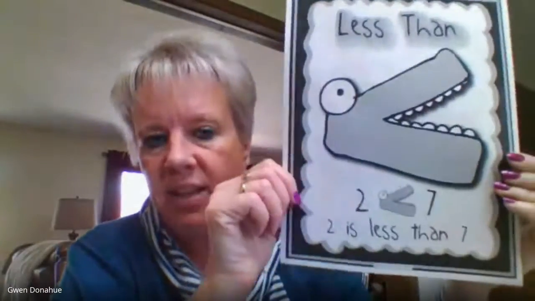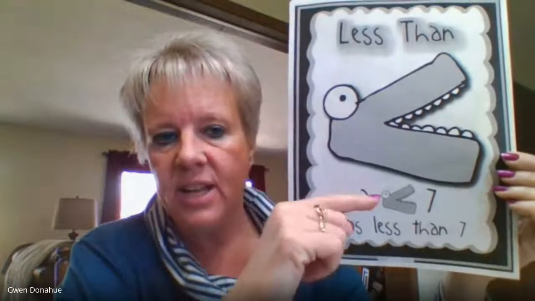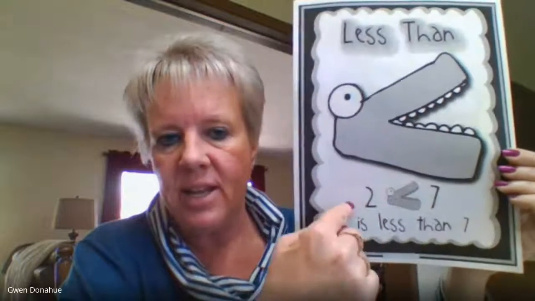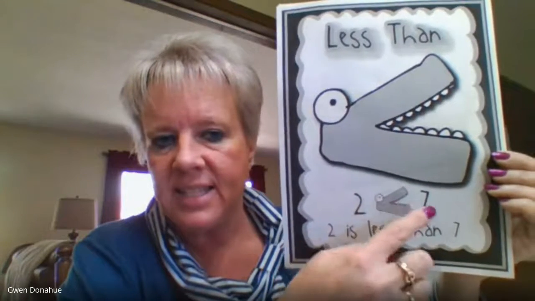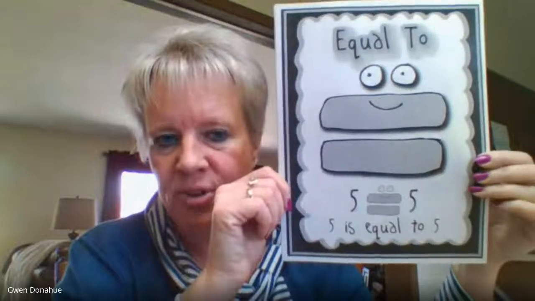If the smaller number is first, then the number muncher is called less than. So here he's eating the other way because 2 is less than 7. And if you happen to have the numbers that are exactly the same, then we know that those are equal. We've used that equal sign a lot when we do our addition and subtraction.